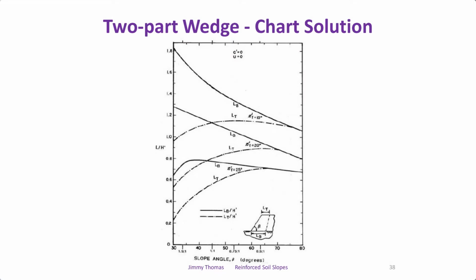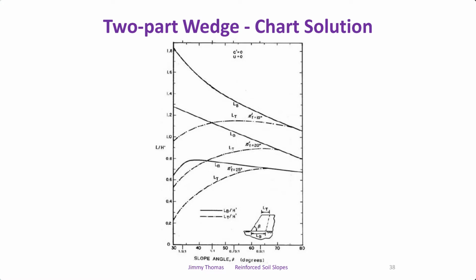Then we need the length. Here it gives what the length should be at the bottom and what it should be at the top. So this gives the bottom length, again for slope angle and phi value of the soil. Here it gives c dash equal to 0, ru equal to 0, pore pressure equal to 0. So for different conditions, they have charts.